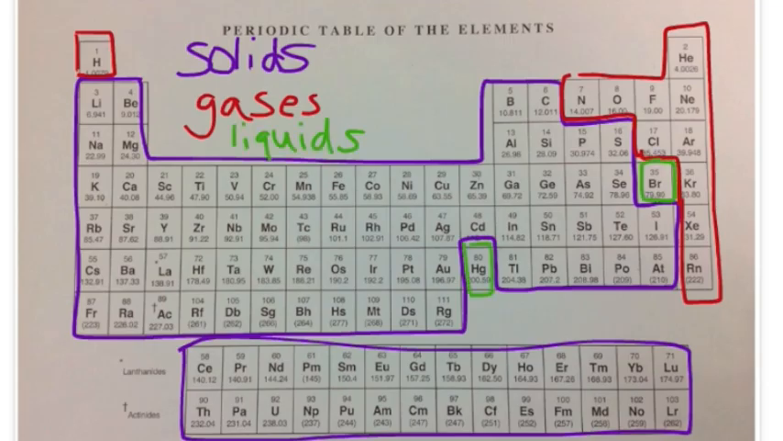2 spots in green are liquids at normal room temperatures. We have mercury and we have bromine. So as far as the solids go, when you talk about metals being mostly solids, well, mercury is my liquid, and in the nonmetals, bromine is the liquid in that case.